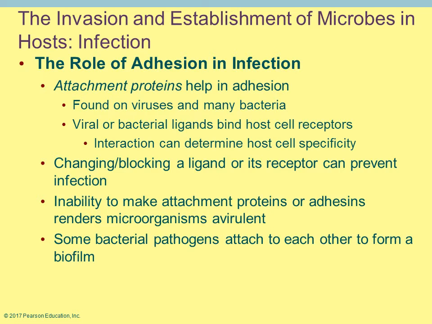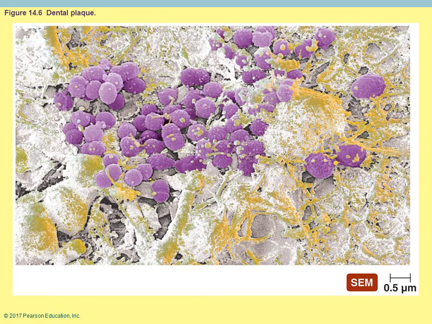Sometimes bacterial pathogens, instead of each one attaching to your cells, a few may attach to your cells, and then the bacteria start to attach to each other, and then they form a biofilm, as you can see here. This is dental plaque, maybe a little up close and personal. You don't want to see it close, but the purple are the bacteria, and as you can see, several of them are sticking not directly to the enamel, but to each other. But it is still forming this film of plaque.